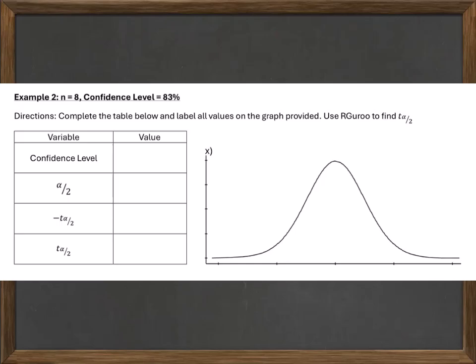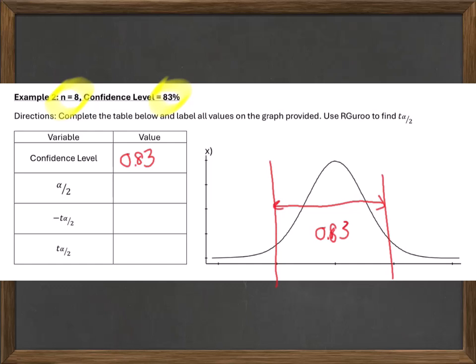This time we are given a sample size of n equals 8 and a confidence level of 83%. So let's go ahead and fill in these values. So we have a confidence level of 83%. So again, if we want to visualize that, we're not trying to get anything perfect at all. We're just saying, generally speaking, that the area in between these two values is 83%.